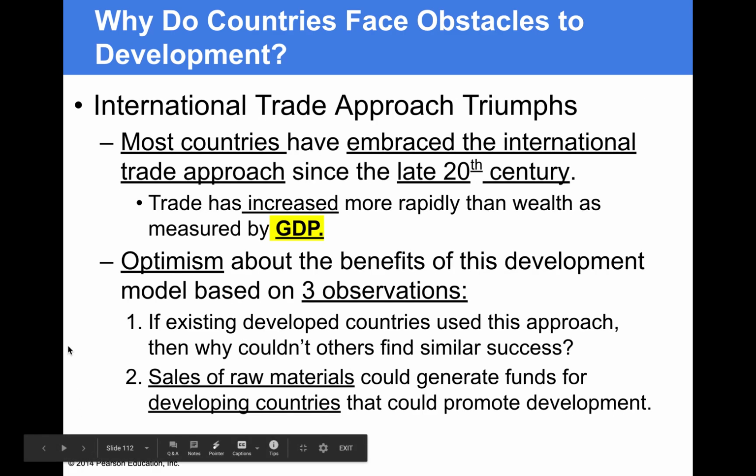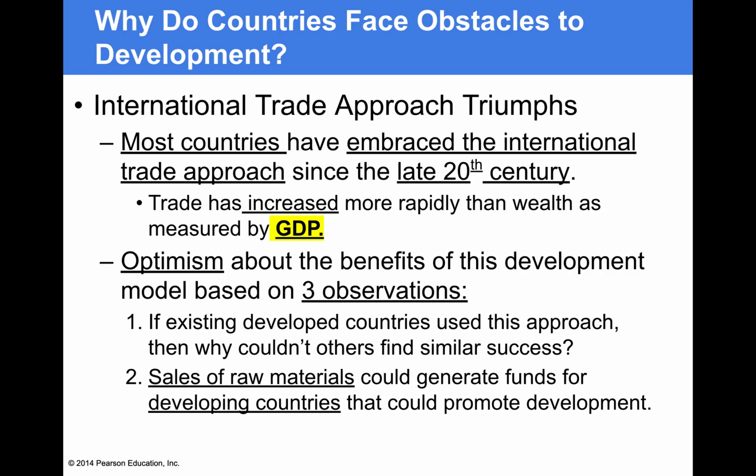International trade approach triumphs. So trade increased more rapidly than wealth during the late 20th and 21st centuries. This is the measure of the growing importance of the international trade approach. So there was optimism about the benefits of the international trade development model with three observations. They saw that most other countries succeeded when adopting the international trade approach, especially countries like Japan and Korea that were part of the four Asian dragons. In the late 20th century, they saw them economically develop, and so they asked why couldn't they do it.